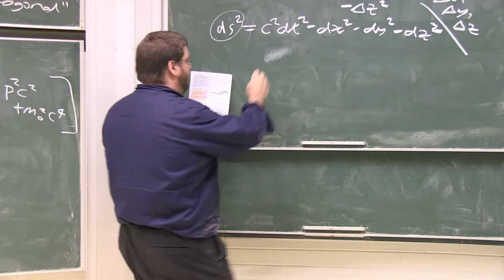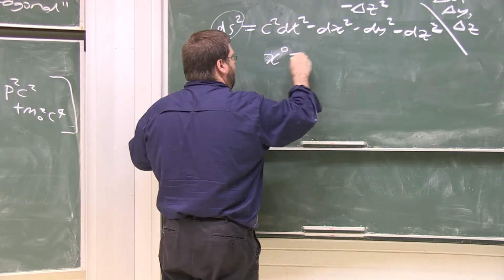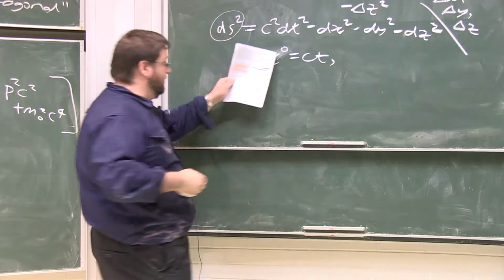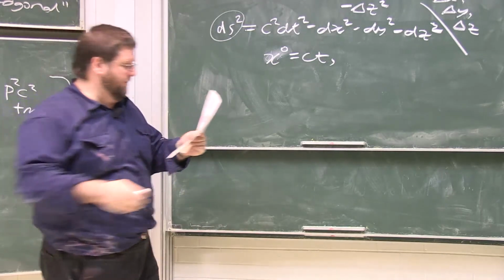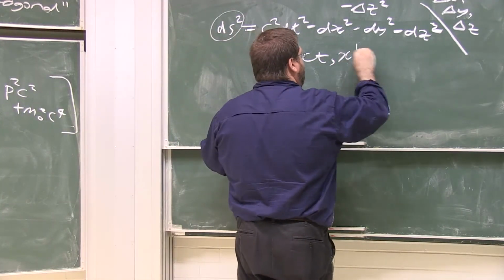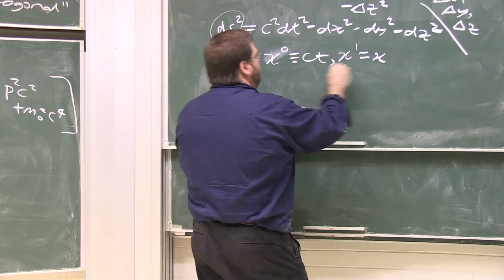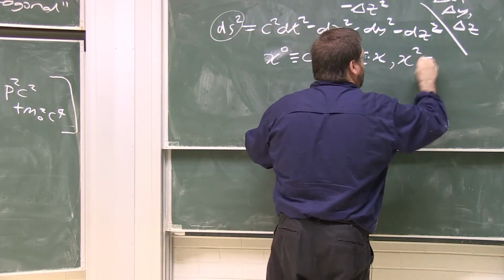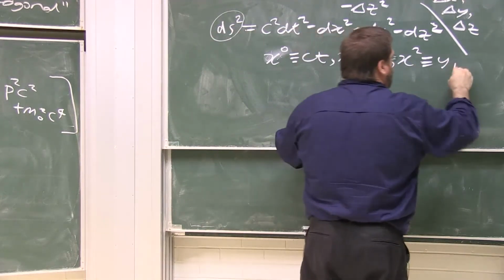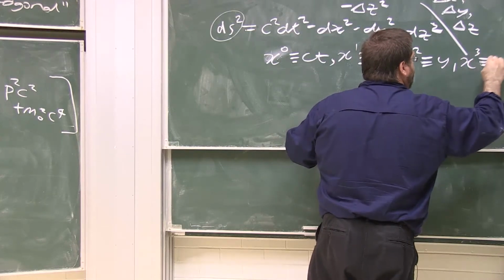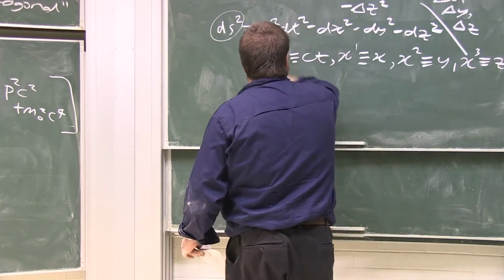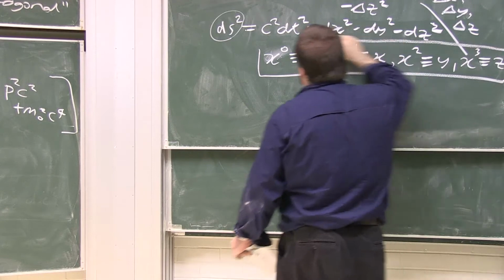And I want to use tensor notation now. X naught is going to be the same thing as ct. This is a superscript. We're introducing tensor language here. X superscript 1 is going to be x by definition. X superscript 2 is going to be y. And similarly for x superscript 3 being z. So these are going to be our space-time coordinates.